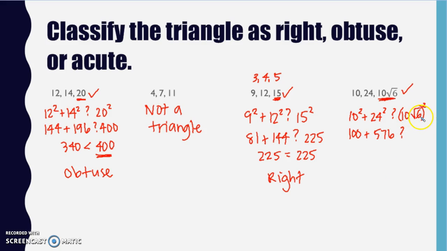Right? And to square 10 root 6, I distribute. So I end up with 100 times 6, which is 600. So that leaves me with 676, 600. 676 is greater. So my c squared is smaller, which makes this triangle acute.